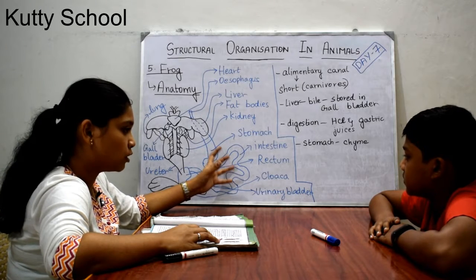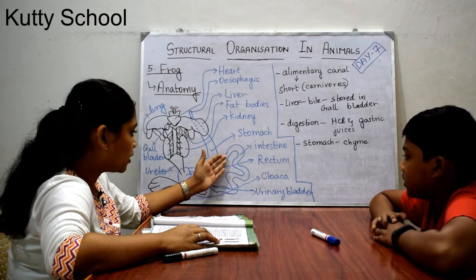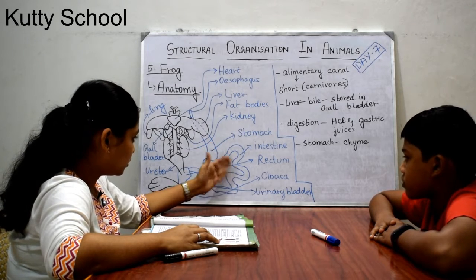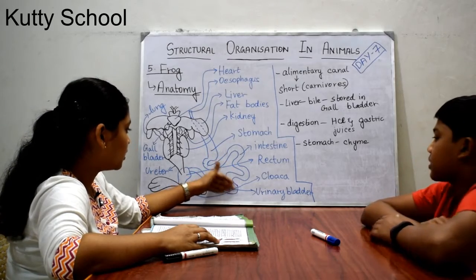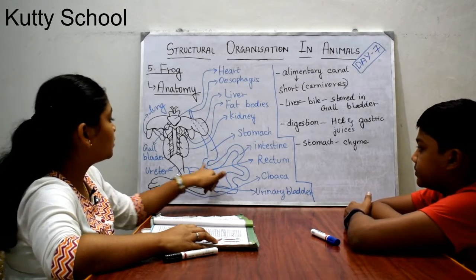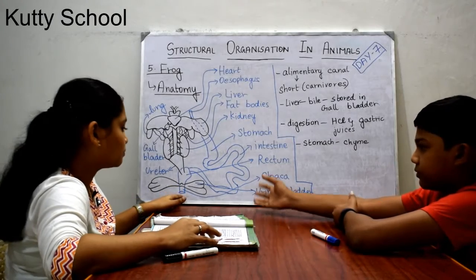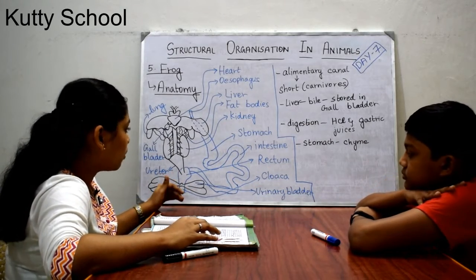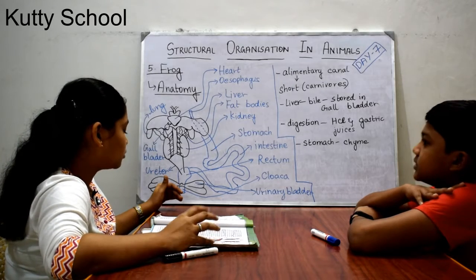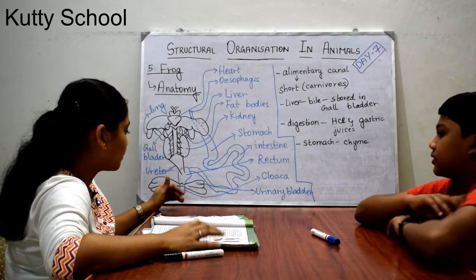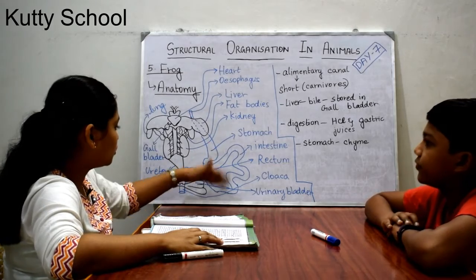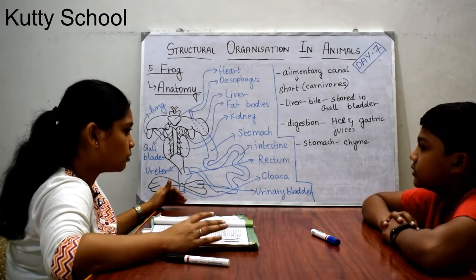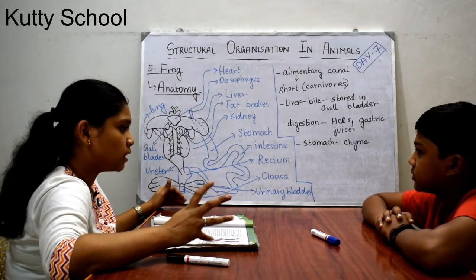It absorbs all the nutrients, and after that the undigested food travels through the other parts of the intestine to the rectum, and it is released through the cloaca. Everything is absorbed, and water is absorbed by the skin. It does not drink water. The water present in the food is also absorbed.